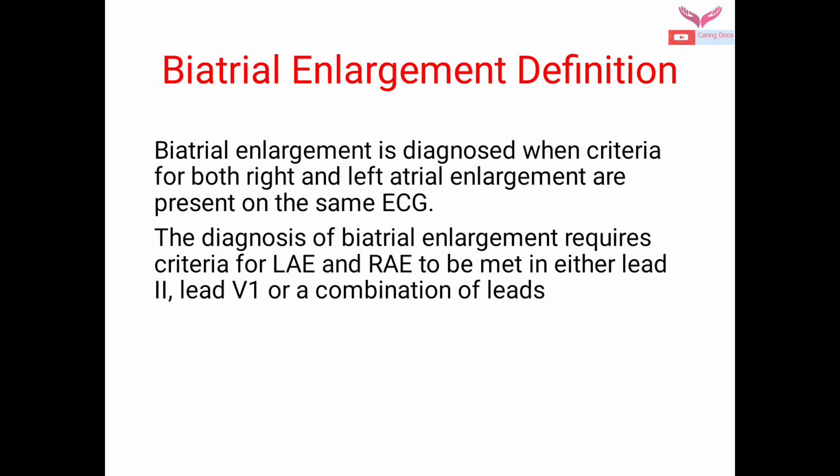Coming to biatrial enlargement. Biatrial enlargement is diagnosed when criteria for both right and left atrial enlargements are present in the same ECG. The diagnosis of biatrial enlargement requires the criteria for left atrial enlargement and right atrial enlargement to be met in either lead 2, lead V1, or a combination of both leads.